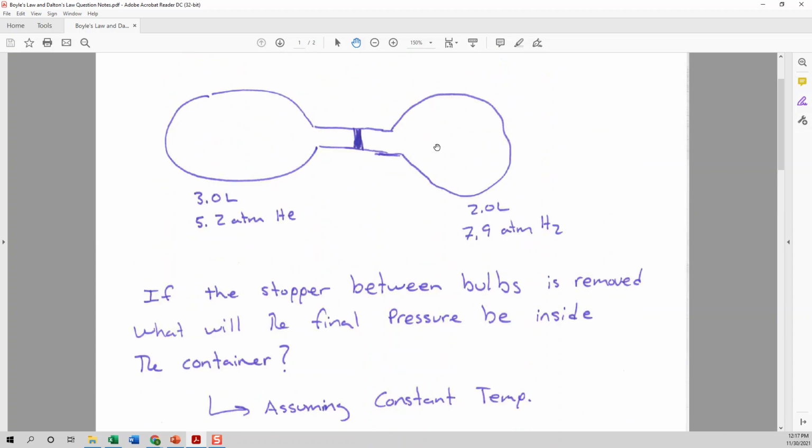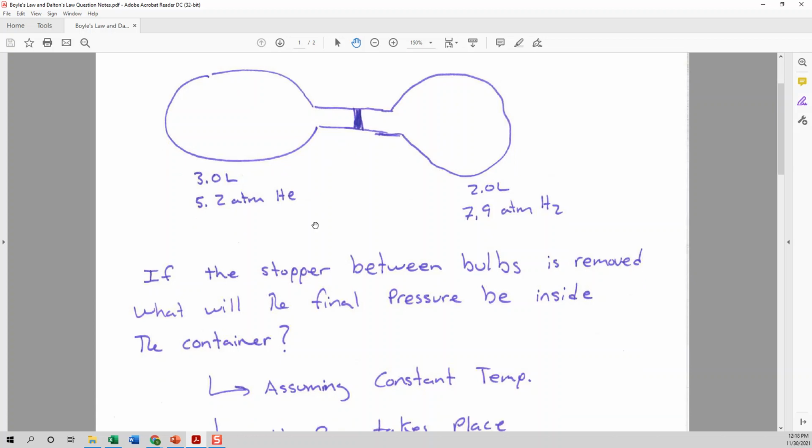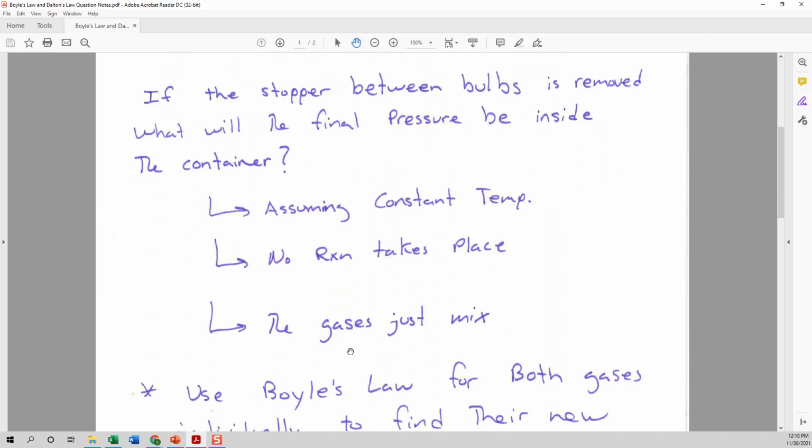If you're told a reaction takes place, then that would change things. It might end up kind of being a stoichiometry problem. We'll show some examples of that when we get to equilibrium. But a hint that no reaction is going to take place here is this is helium and it doesn't react with anything. So all that's going to happen is the gases are going to mix, but they're not going to react with each other and change into something else. Okay, so the gases just mix.